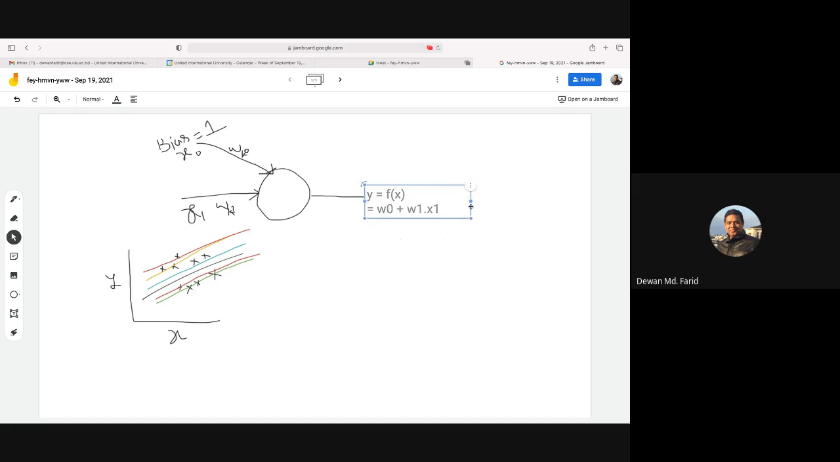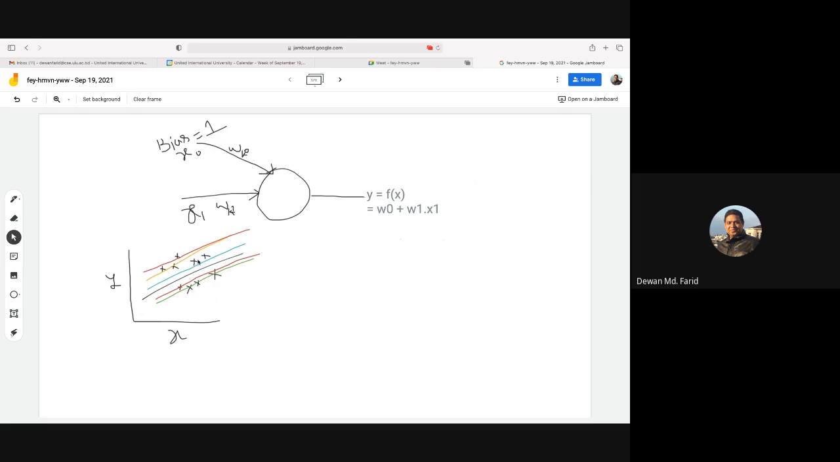This is the general formula. Here w0 is considered as the intercept and w1 is considered as the slope. Say we have just one single neuron with one input. Our task is to find these parameters, W0 and W1, with the minimum error, so that we can have maximum accuracy and the prediction for any value of y will be more accurate. We may draw several different lines, but we have to find the best one with the minimum error.